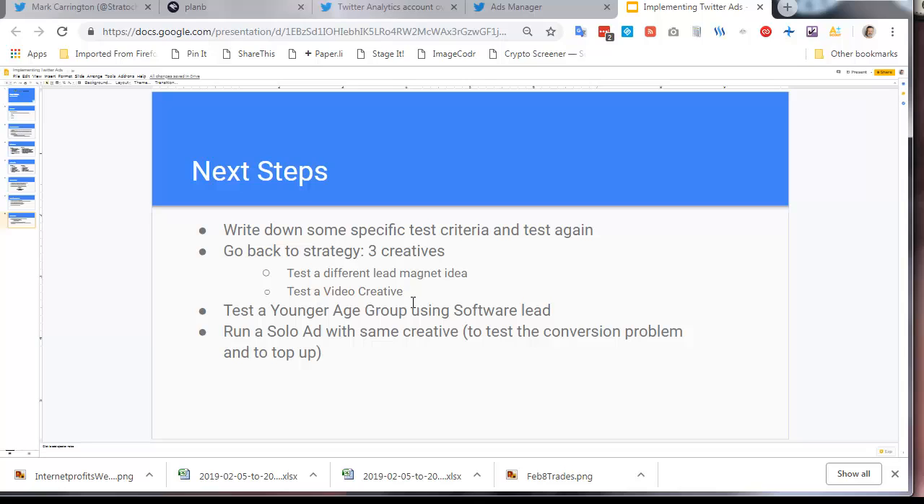Test a younger age group using the software lead. So just run that same ad for $10 and just test people who are 40 to 50 and see what sticks. And then the other idea is to run a solo ad to basically top up the numbers this week with the same creative that I used in the ad. So that will tell me whether click-based advertising on Twitter is different to solo ads.